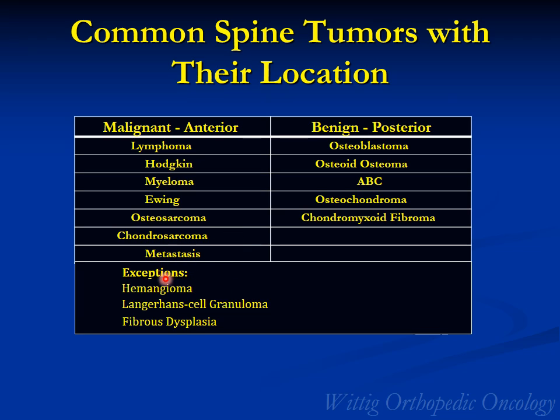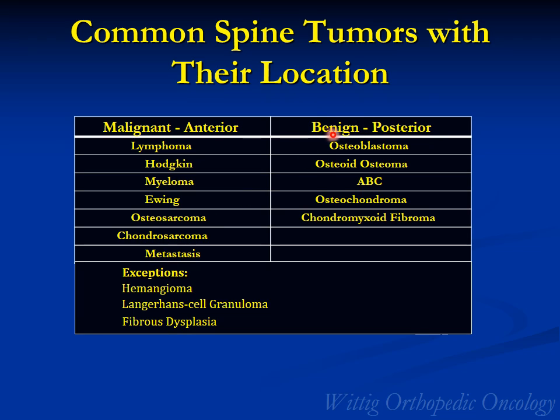Exceptions include hemangiomas, which usually involve the vertebral bodies, and these are benign. Langerhans cell histiocytosis, which can involve the vertebral body, is benign and results in a vertebra plana, and fibrous dysplasia can also involve the vertebral body.